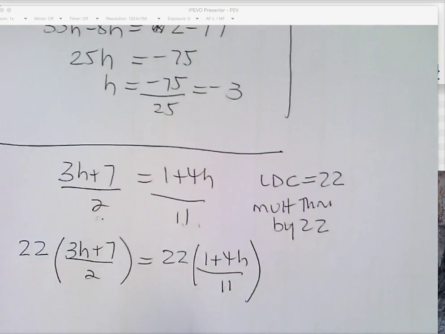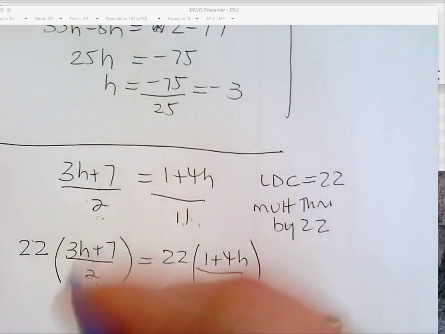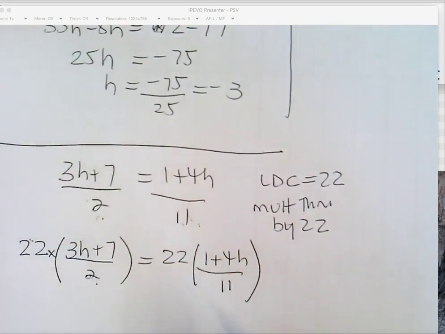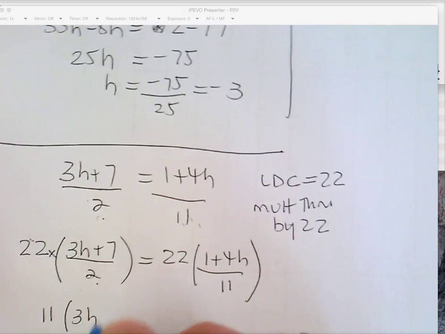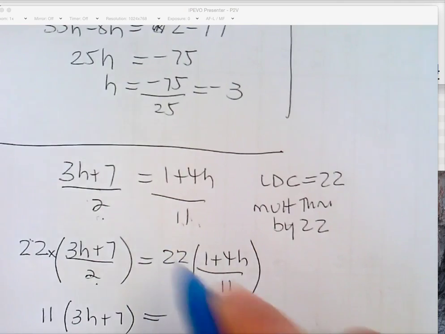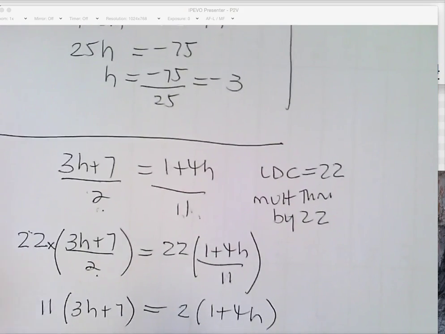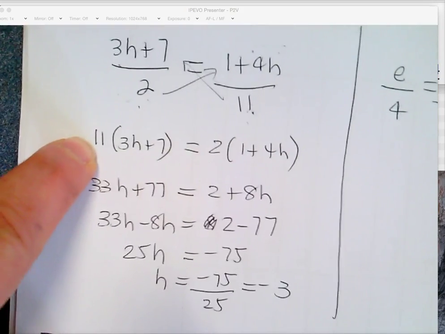This is another way to do it. Same method as what I just taught you before. Look at the denominator. Lowest common denominator is 22. Same method. Multiply both sides by 22. Wait a sec. What's 22 divided by 2? Can't we do cancelling with the 2 and the 22? You get 11 bracket 3h plus 7. Can't you do cancelling with the 22 and the 11? You get 2. And if you go back to what I did before, I've got exactly the same thing.